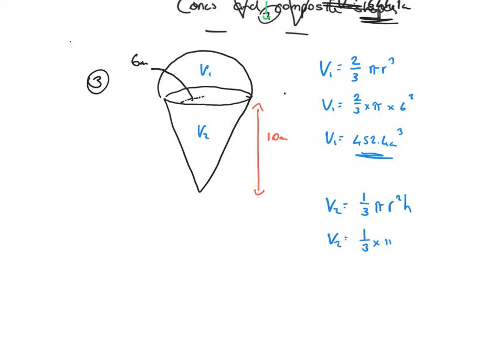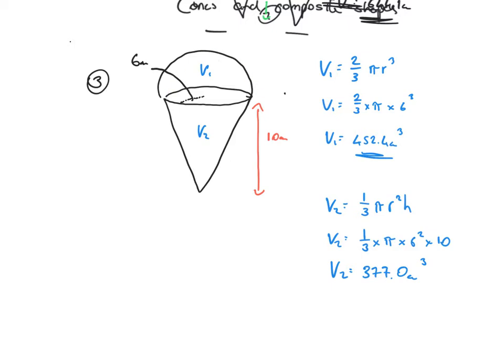That's 1/3 times pi times the radius squared. What's the radius? So it's the same as the radius of the hemisphere, it's 6. Squared multiplied by the height of the cone, and as you can see, the height of the cone is 10 centimetres. Okay, so let's punch all that in. 1/3 times pi times 6 squared times 10. To one decimal place, that will be 377.0 cubic centimetres.